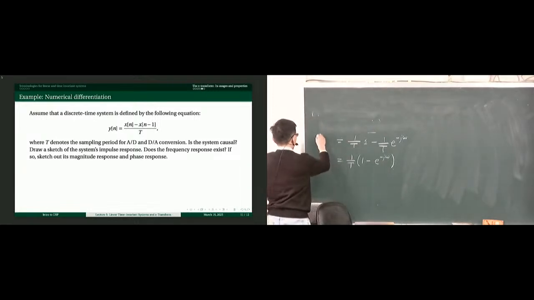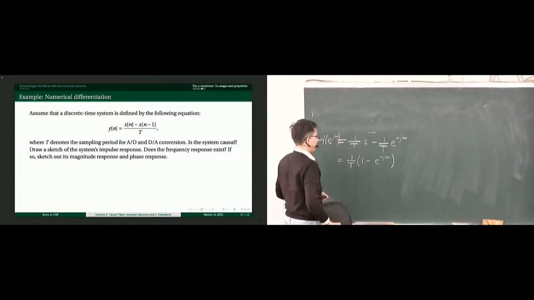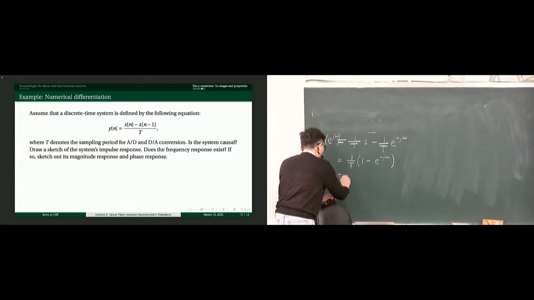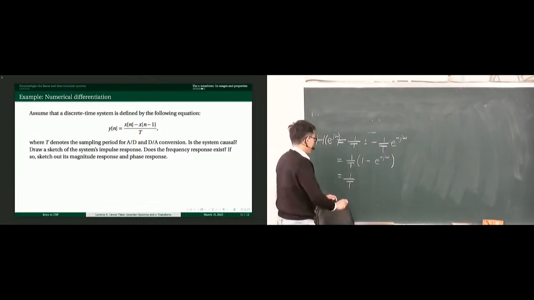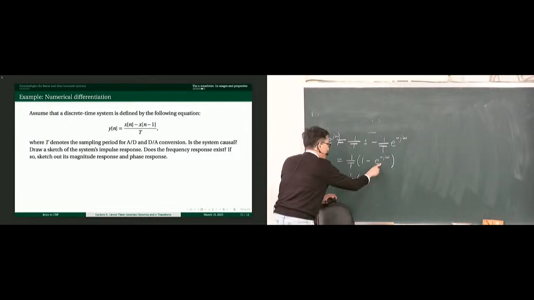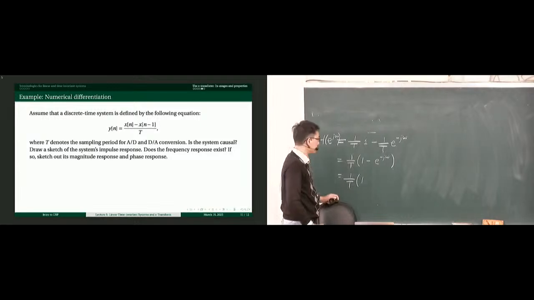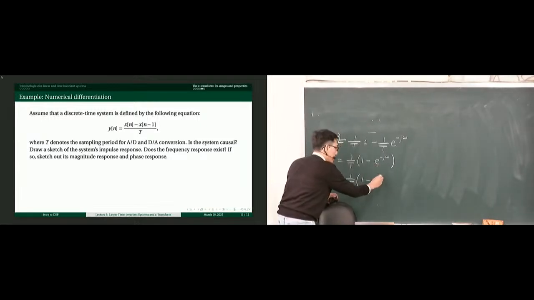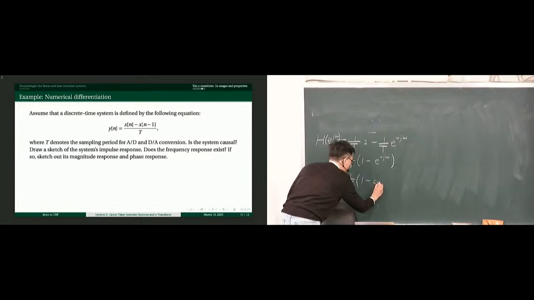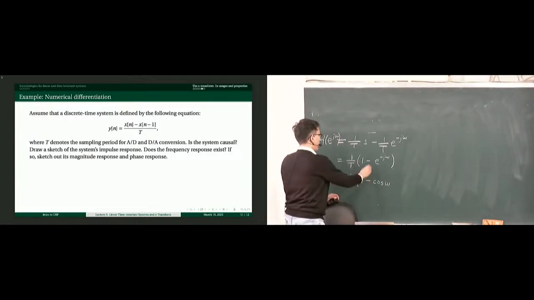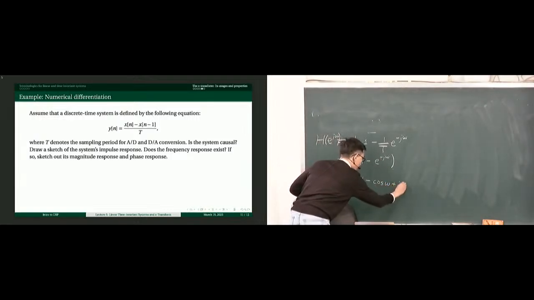Yes. So this is our frequency response. This is a bit tricky, so let me elaborate this expression a little bit. What is e to the j something? Using Euler's formula, 尤拉公式, e to the something is cosine omega, and there's a minus sign, so this is j sine omega right here.